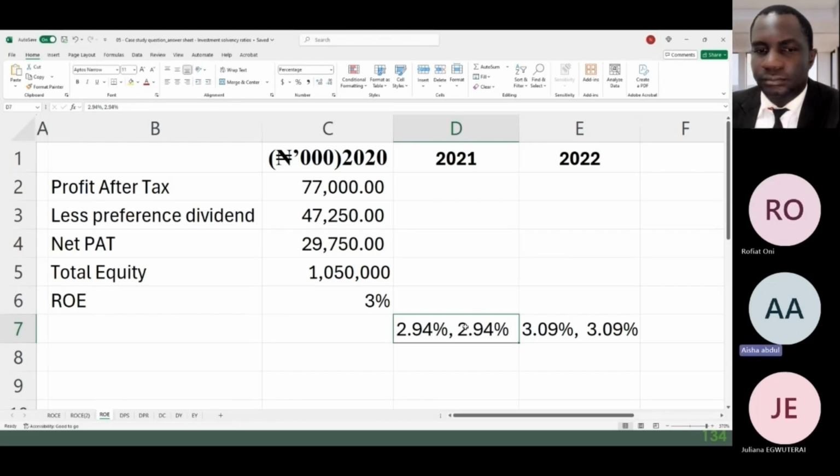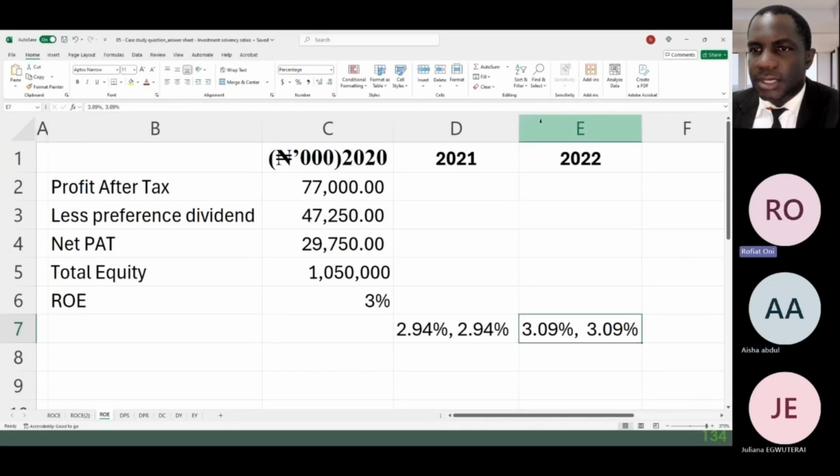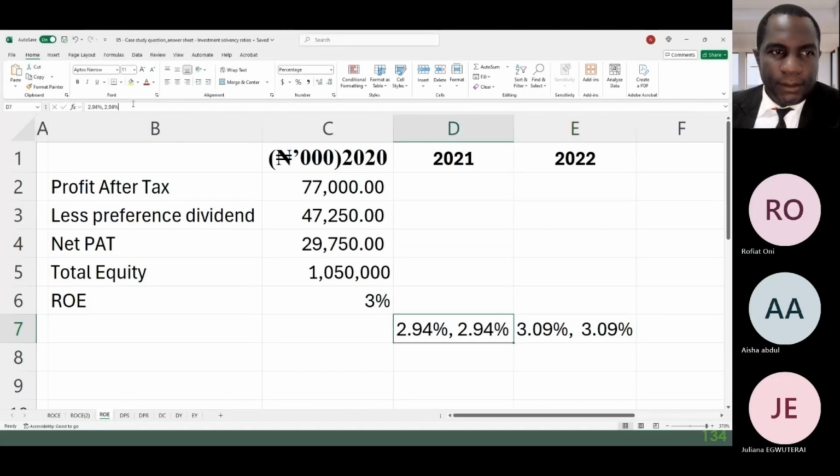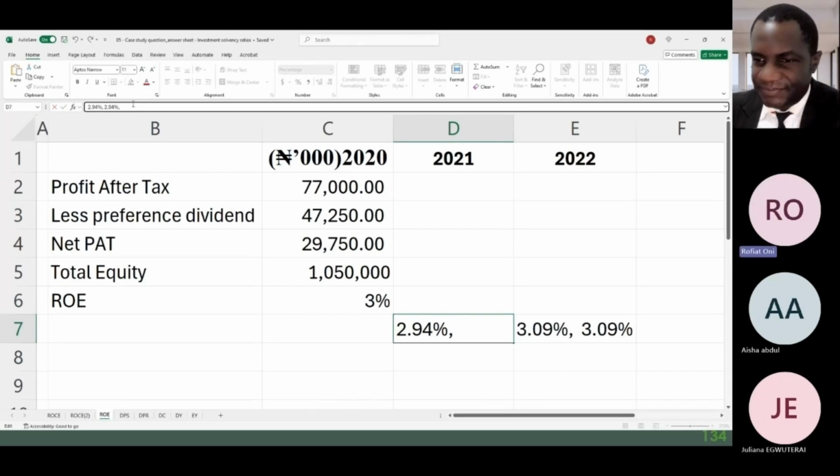The issue with case study is not really the punching of calculators. It's not really the punching of figures. It's interpretation. But I have my answers. Exactly. Okay, Rufi, go ahead, please.